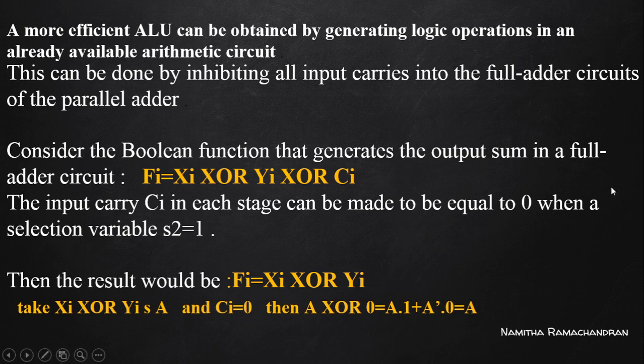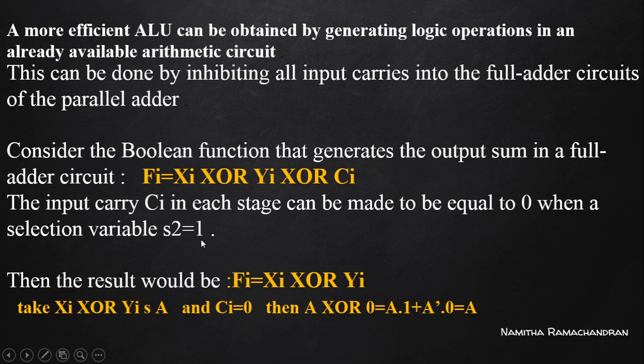What is the output of our full adder? This indicates the expression of our full adder output, that is, with two inputs xi and yi with carry in value. The full adder circuit generates an output like xi xor yi xor ci, right? The input carry ci in each stage can be made equal to 0 when a selection variable S2 equals 1. From this, we need to understand one thing.